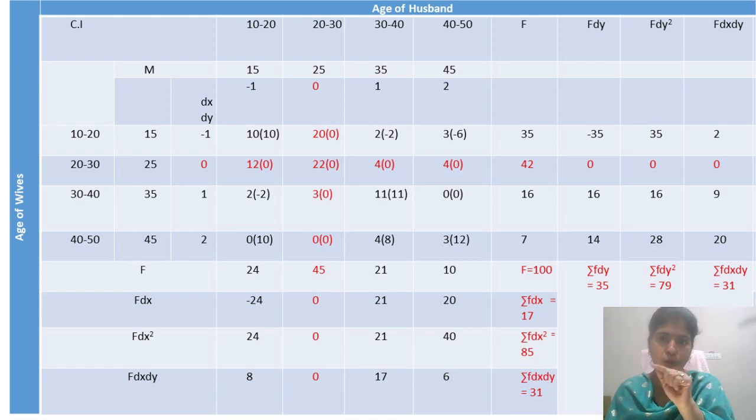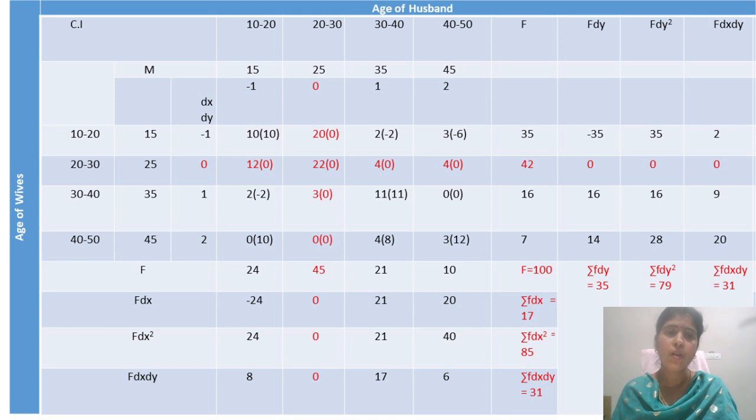Based on this midpoint, we are supposed to identify the deviation. That is next row. dx is nothing but, in 15 place, below 15, you are getting minus 1. Below 25, 0 columns, up to last line you are getting 0 columns only. And 35 is represented as 1 deviation. And 45 is represented as a 2.